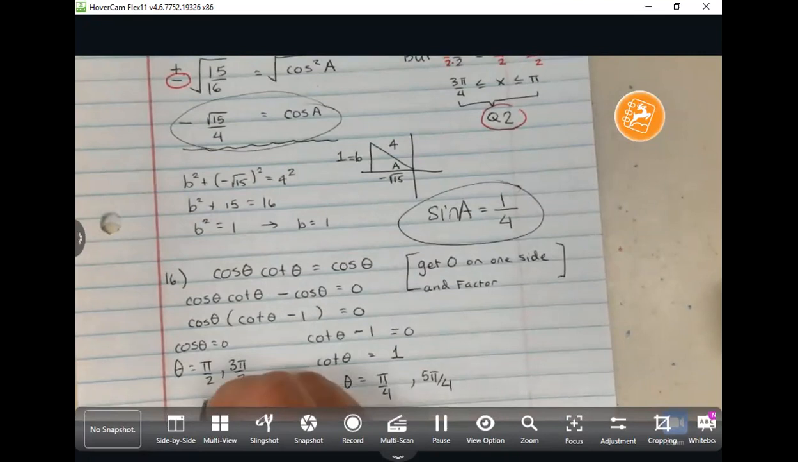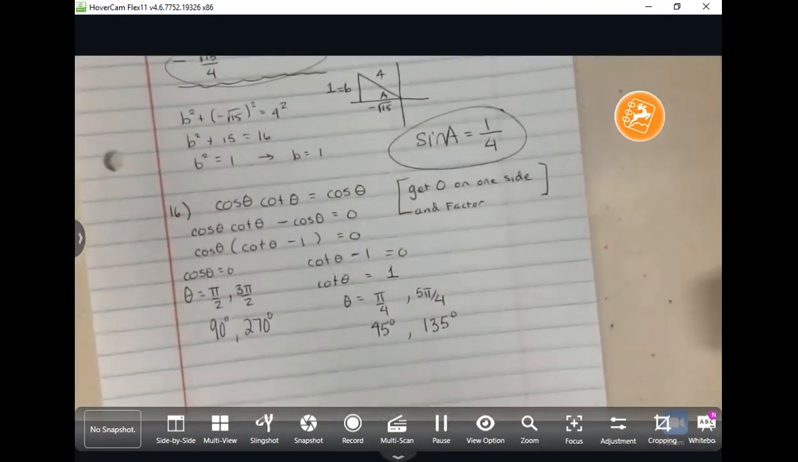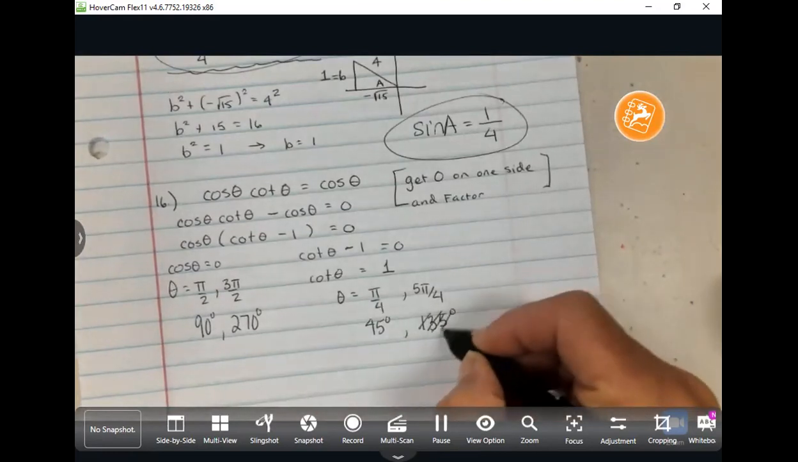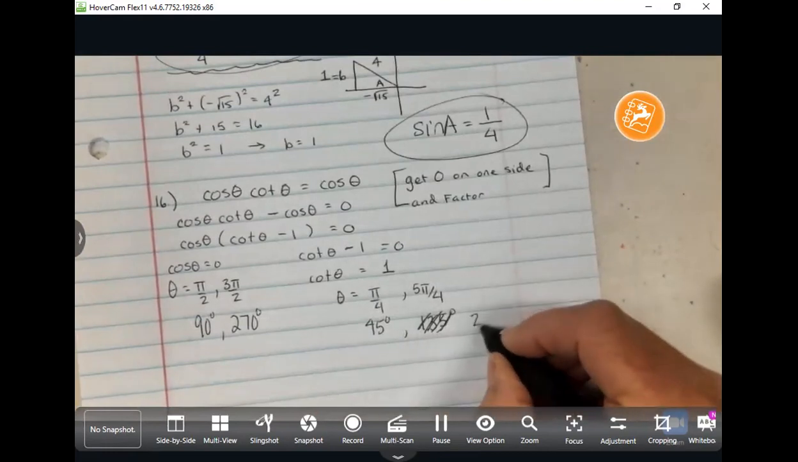And so if you want degrees, pi halves is 90 degrees. 3 pi halves is 270 degrees. Pi over 4 is 45 degrees. This is 90 degrees away, so that's 135 degrees. Okay, so that again is kind of knowing your basic reference angles. But the trick is get the 0 on one side and then solve by factoring. I think so, right? That's 90 degrees away. Oh, I have to go further. I have to go 180 degrees away. 180 plus 45 is 225.